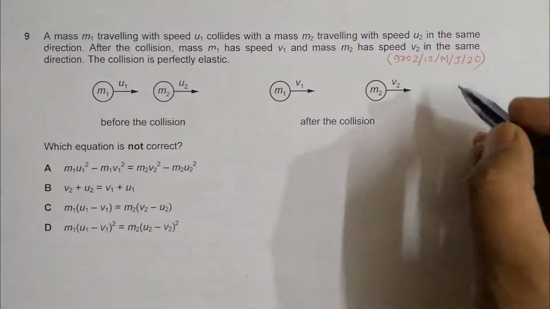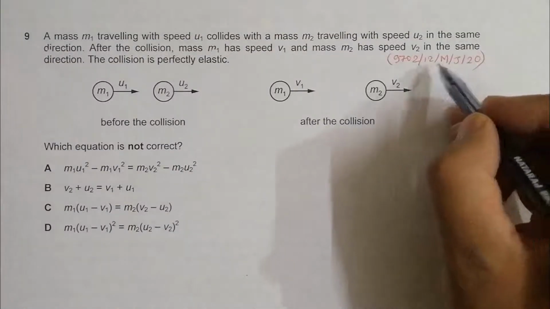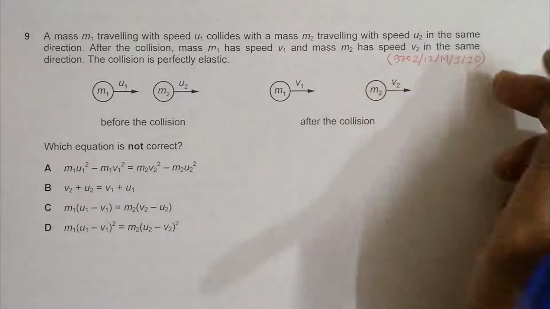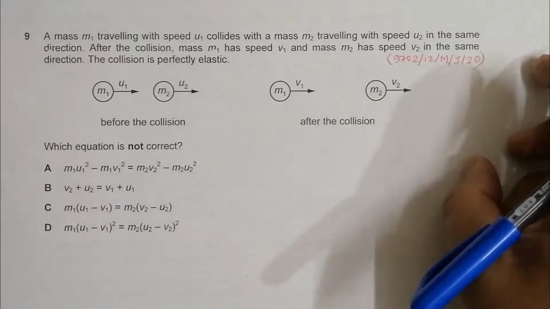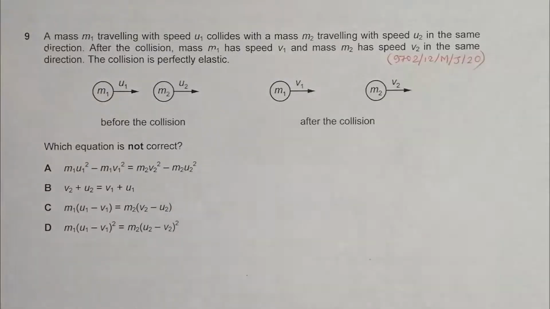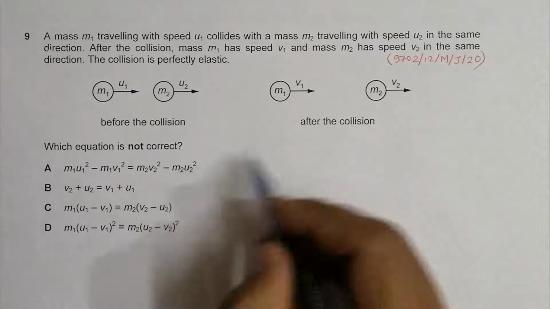Folks, today the question I have is 2020 May June paper 1-2 and the question number is 9. As you can figure out from the diagram, it is concerned with the chapter dynamics, since it is dealing with collisions.